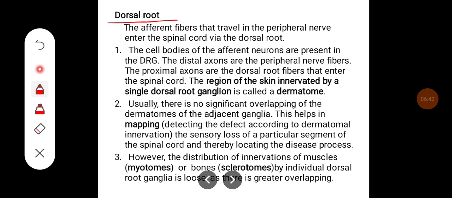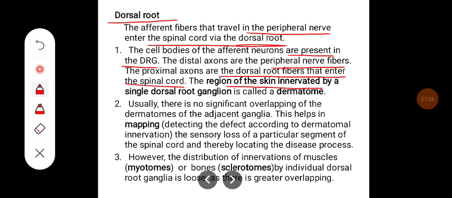The dorsal root. The afferent fibers that travel in the peripheral nerve enter the spinal cord via the dorsal root. The cell bodies of the afferent neurons are present in the DRG. The distal axons are peripheral nerve fibers. The proximal axons are the dorsal root fibers that enter the spinal cord.